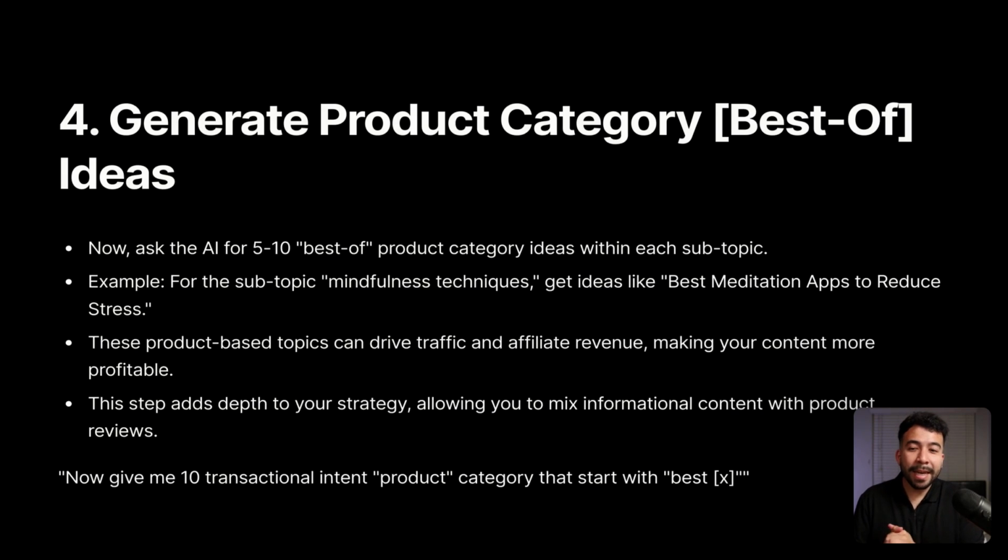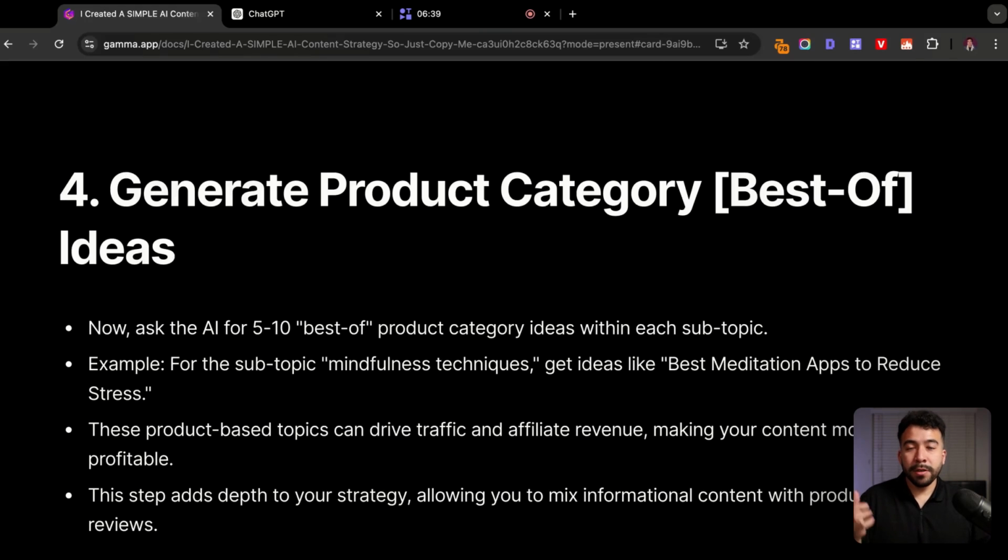So we're going to ask the AI for 5 to 10 best-of product category ideas for our subtopic. And the example again for the subtopic is, for example, we could say mindfulness techniques. Then we can get ideas from this AI, such as the best meditation apps to reduce stress. Then these product-based topics can drive traffic and affiliate revenue, making our content way more profitable. So again, this adds more depth to your strategy, allowing you to mix informational with transactional content. So let's go ahead and use that prompt and see what it looks like.